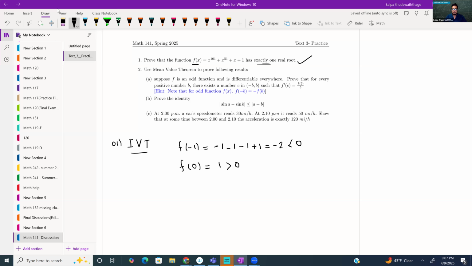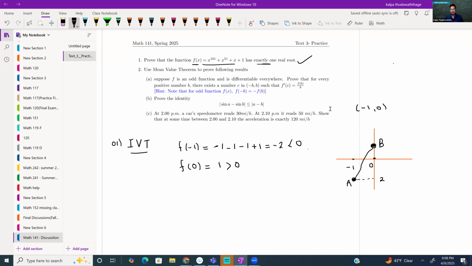So let me show you the coordinates. If I choose two points, this is 0 and this is -1, and I know at -1 I got -2 somewhere here, and at 0 I got 1. This function is a polynomial, smooth, differentiable and continuous. So the function should go through these two points, which means it should cut the x-axis anyway. Otherwise, you can't go from, let's say, A to B. So there should be a root in between -1 and 0.